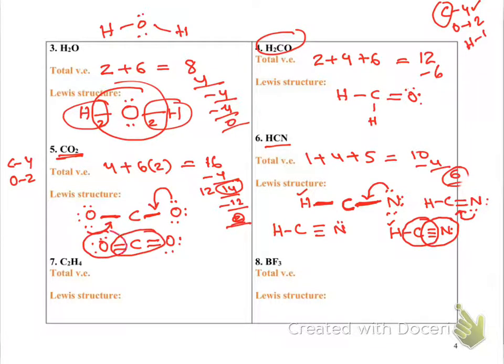Around each oxygen, 2 bonds plus 2 lone pairs makes it 8. 2 bonds, 2 lone pairs make it 8. So that is the Lewis structure of carbon dioxide, that between carbon and oxygen you see the double bond.